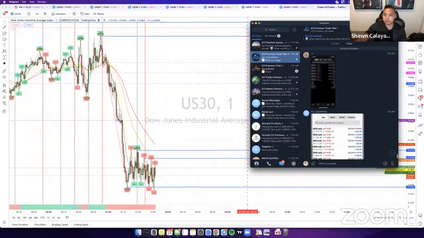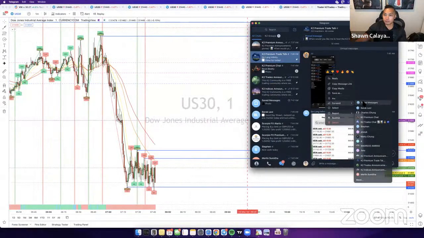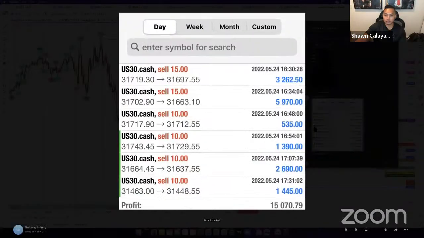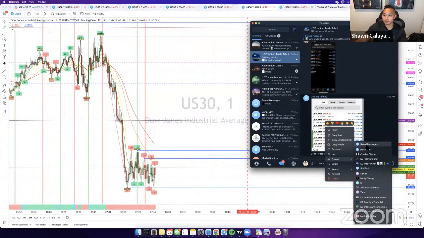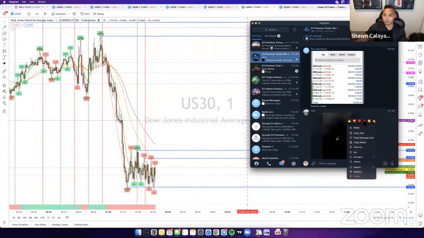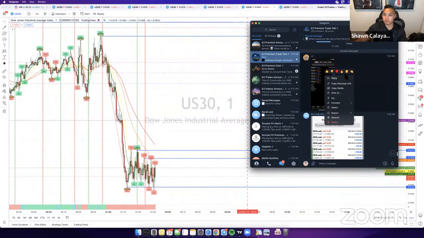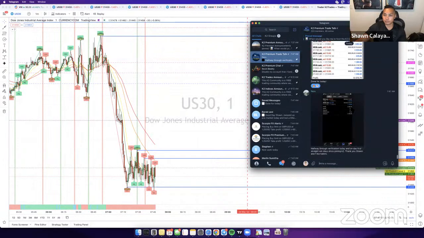Other than that, JJ over here logged in a total profit of 10,020 for the day. Nice work, JJ. And Narith over here locked in a total of 15K for the day. Yeah, all wins here, no losses. All sells in the direction of the bias, straight profits. So nice work, guys. Man, you guys are killing it. Everybody's doing crazy good today.